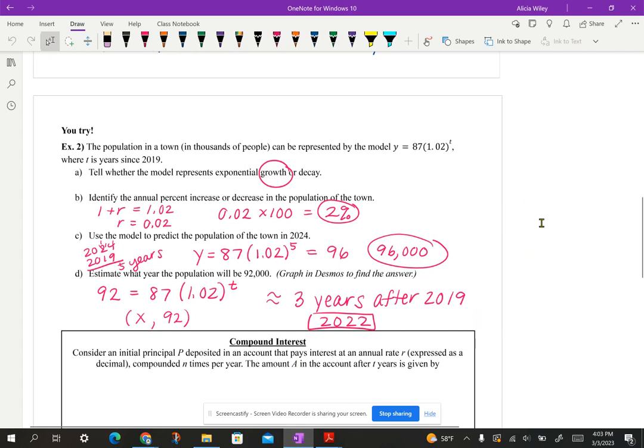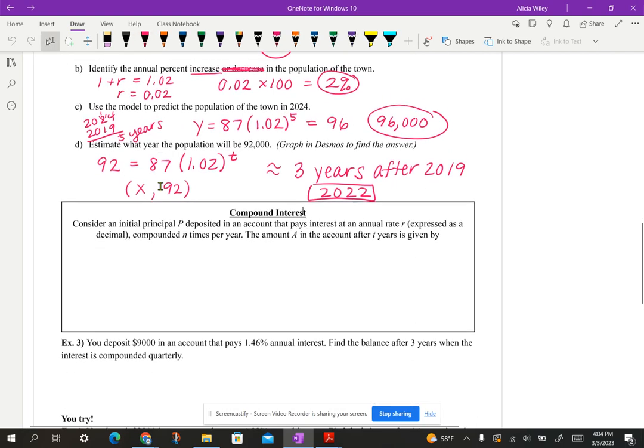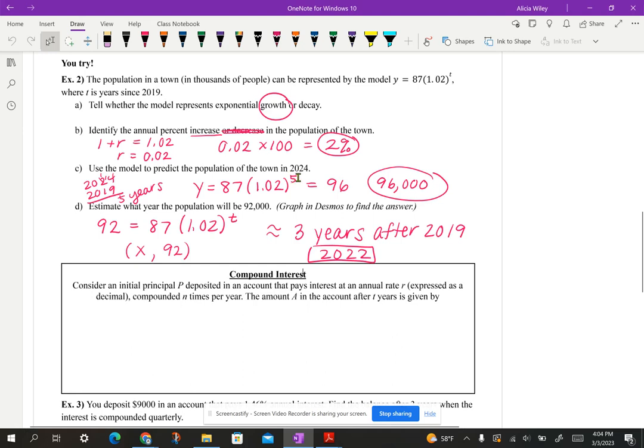Okay. So a few things to look at there. The other thing I wanted to point out here is that this was growth, an increase, not a decrease. So it's just a difference of 1.02 and 1. So again, you can take that 1 plus r formula, set it equal to your base, and you can solve it to get your percent. Make sure if you only had 0.02 as your answer that you times that value by 100. And the reason I used 5 for my value of t here on C was because the difference between 2024 and 2019 is 5 years.